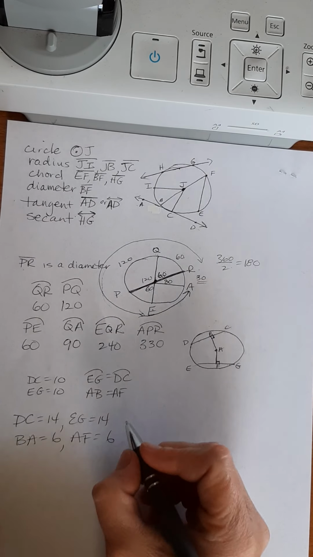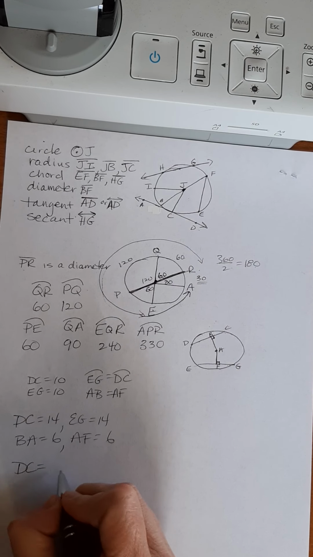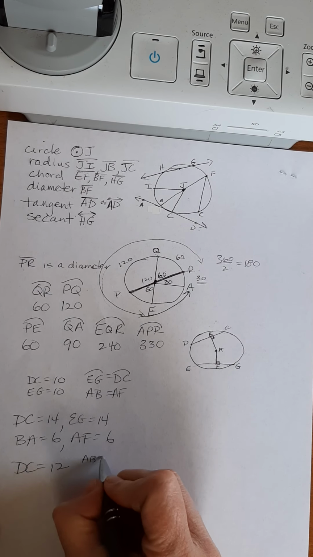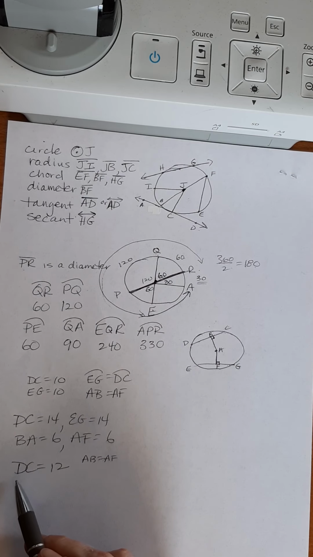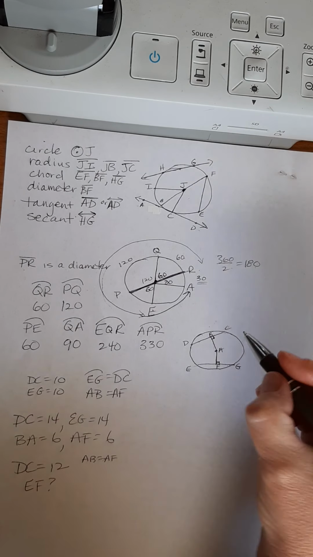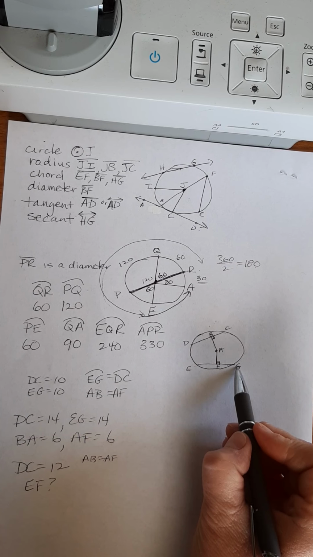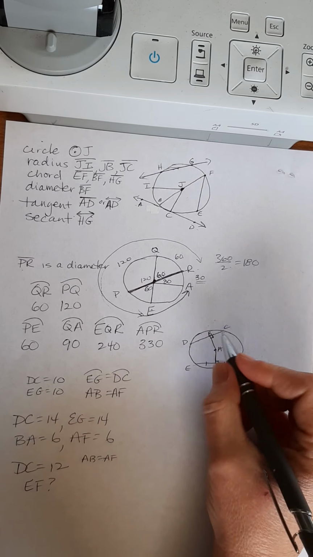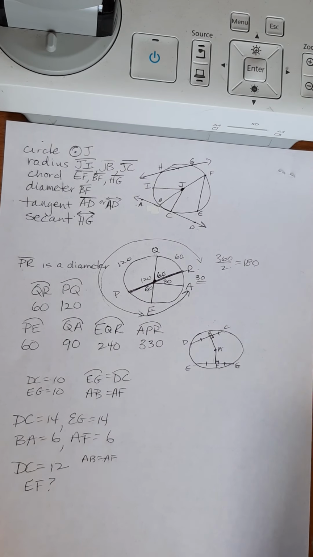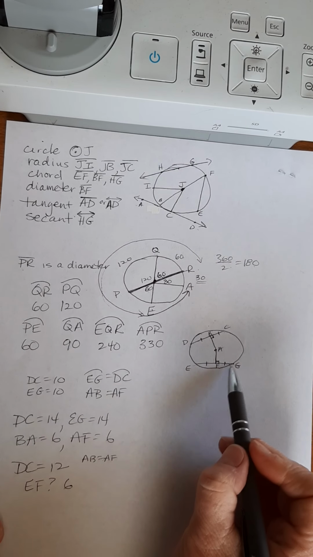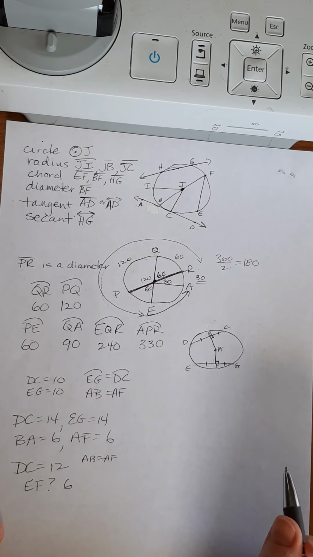They could also give you something like, let's say, DC is 12. And of course, they would have to give you AB equals AF. They give you this, and they give you DC is 12. Find EF. Well, if this is 12, that's 12. And besides being perpendicular, it always cuts it in half. So hence, it's technically called the perpendicular bisector. So 6. So if this is 6, that's 6, and so forth.